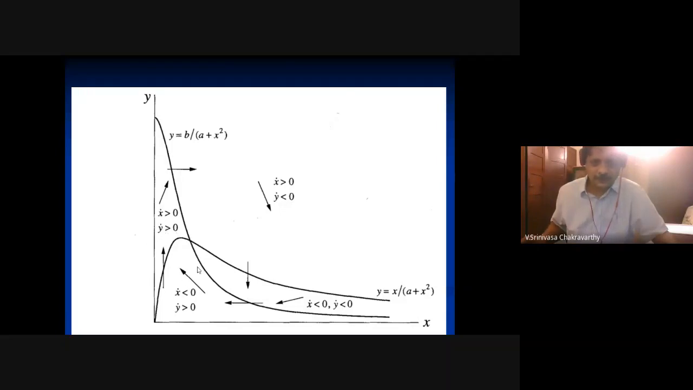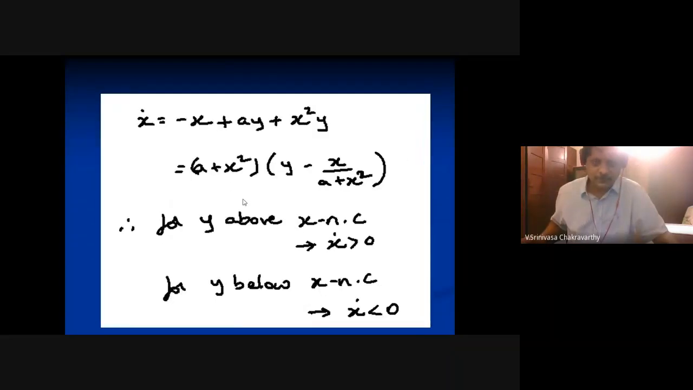And within each of these regions, the flow will have the same general direction. It doesn't change because x dot and y dot don't change sign within the region. They change sign only when you cross a nullcline. Okay, so it's easy to get an overall flow pattern. So now, just like before, we need to find out what are the signs of x dot and y dot within each of these regions. So let us look at that.